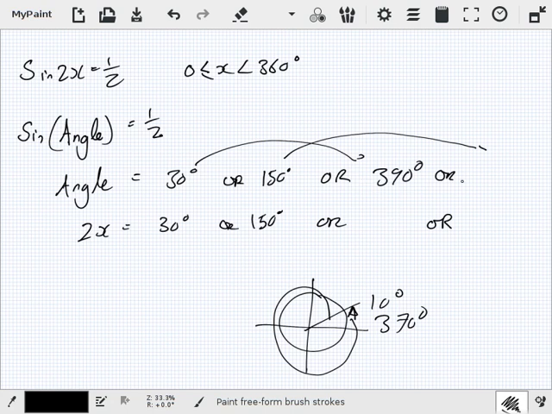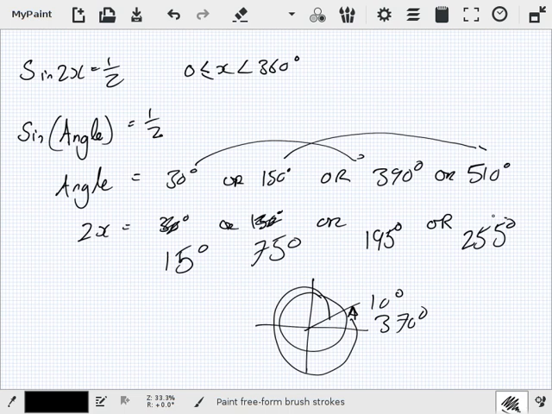360, 460, 510, yeah. But that's for the angle, and the angle is 2x, and we need x. So, lastly, I should divide by 2. So I get 15, 75, 195, and 255. Yeah. So those are my 4 angles.